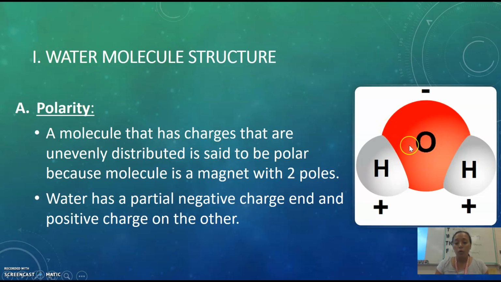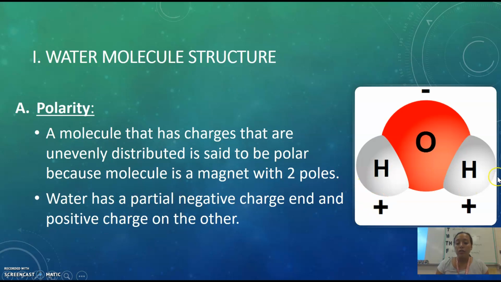So it is polar. So we already talked about how lipids are non-polar, but now we're talking about how water is polar. The definition of polar is a molecule that has charges that are unevenly distributed. So that means that you have a positive on one side and a negative on the other. So it's like a magnet, basically, or like a battery even. You know how a magnet has like charges? It's just like this, and that's exactly what water is. It's a magnet to so many different other things.